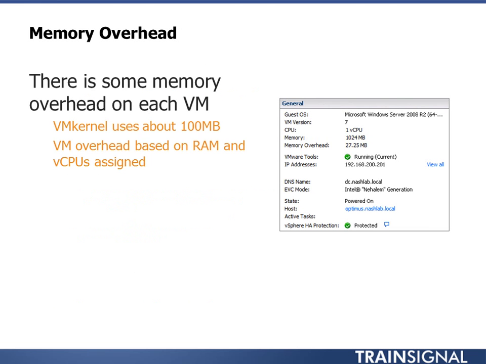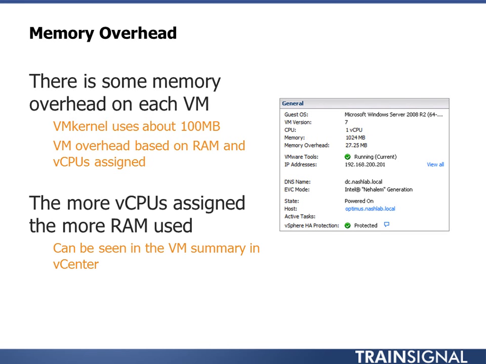Every time you boot a VM, it takes the memory that you've assigned to it. Like on the right there, I've got an example with 1 gig assigned. And then there's memory overhead, 27.25 meg. So you need to keep some stuff in mind. First of all, the VM kernel itself uses about 100 meg. And then the VM overhead is based on RAM and vCPUs assigned. So if you assign 8 vCPUs and 16 gig of RAM, it's going to have more memory overhead, which is a great reason to beat back those application vendors and say, no, no, no, you don't actually need that many vCPUs. So you'll see that it starts using more and more for overhead. And you can see this in the VM summary screen right there on the right. If you look at every one of your VMs, you'll see exactly how much overhead is being used.